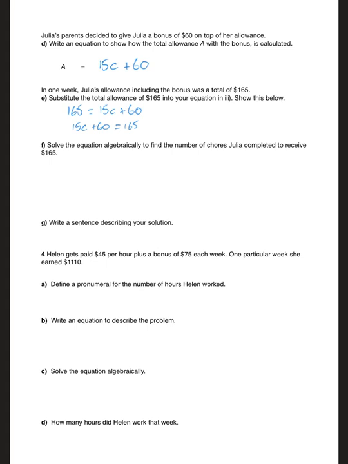Then F says to solve the equation algebraically to find the number of chores. So basically find what the value of C is. Now we're just doing a normal solve. 15C plus 60 is equal to 165. We need to undo the plus 60. So we have 15C plus 60, then minus 60 being equal to 165 minus 60. So of course that becomes 15C is equal to 105.